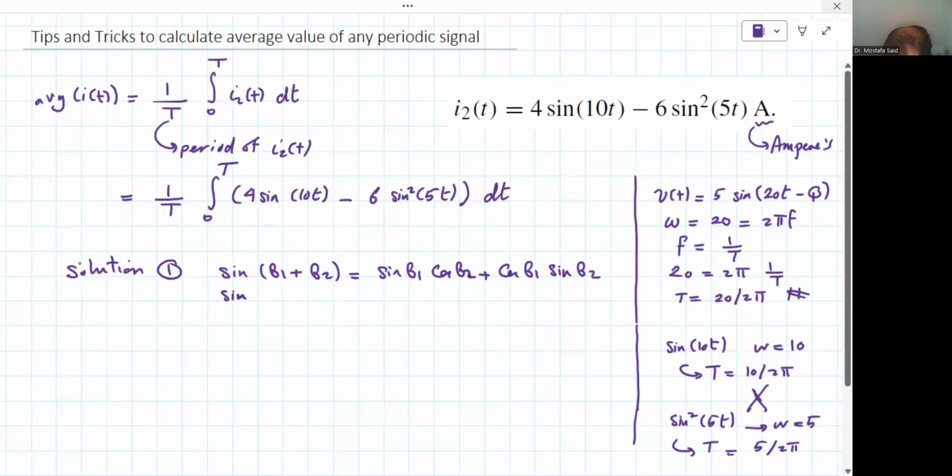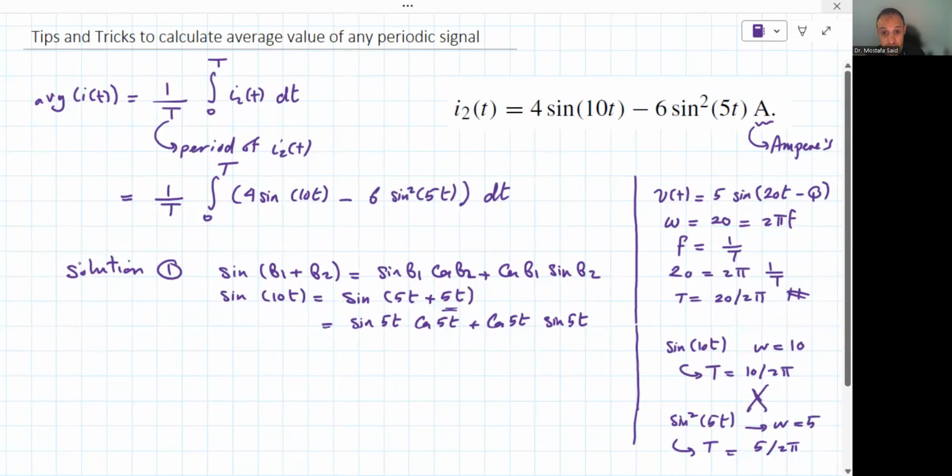So sine 10t can be written as sine of 5t plus 5t. 5t plus 5t is 10t, right? So 5t is our theta 1, and the other 5t is our theta 2. So that equals sine theta 1, sine 5t, cosine theta 2, cosine 5t, plus cosine theta 1, which is cosine 5t, sine theta 2, which is sine 5t again.